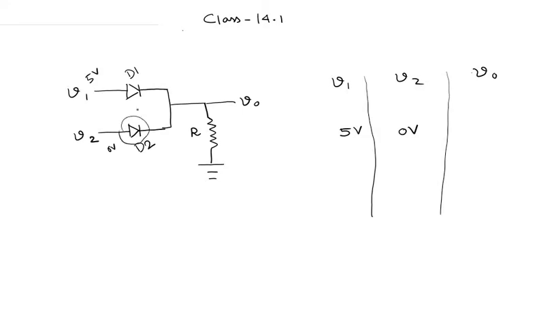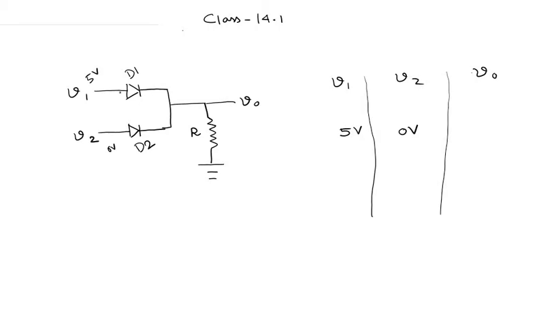biased in this case. Okay, because V2 is basically 0 volts, and since we have a resistor R here, if D1 is forward biased, then the current must flow through this path, and so this point must have a voltage which is greater than 0 volts. Okay, and because V2 is 0 volts, this diode D2 must be reverse biased. Okay, so in this case, if V1 is 5 volts and V2 is 0 volts, then this diode D1 is forward biased and D2 is reverse biased.